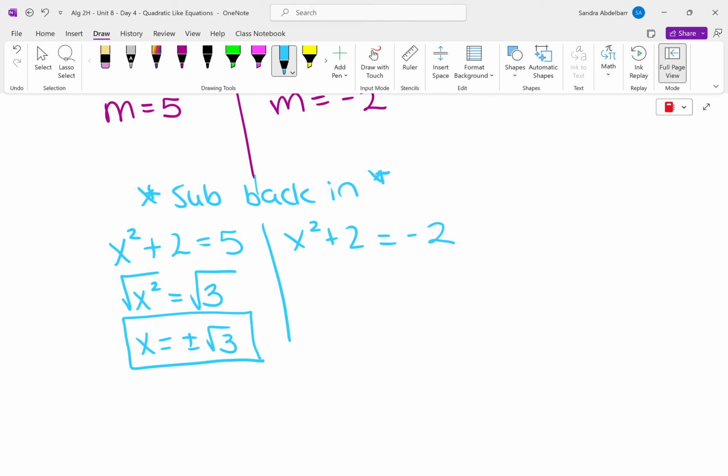Don't forget, the minute you take a square root, when you're solving, you have to add the plus or minus in front. Now I'm going to have x squared equals negative 4. When I go to root both sides, I put my plus or minus and get 2i.